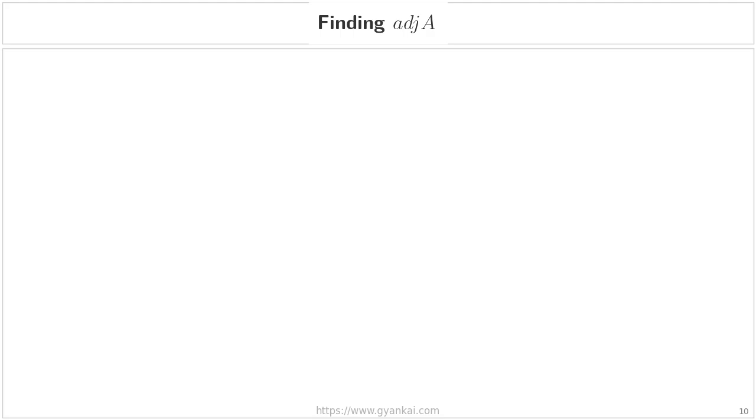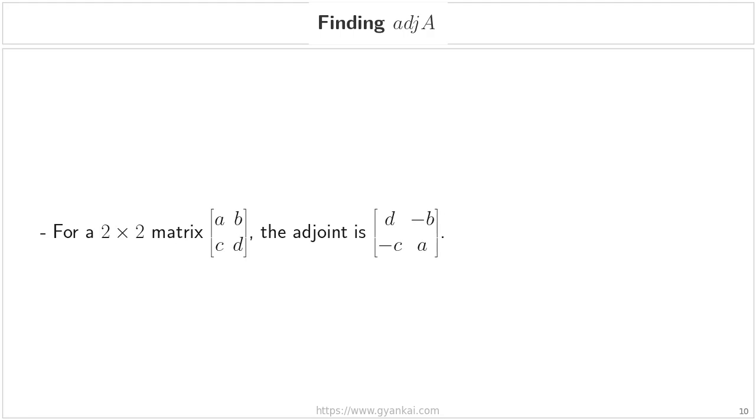Finding the adjoint of A. If you are working with a 2 by 2 matrix, where the elements are a, b, c, and d, there is a very simple shortcut to find the adjoint. You simply swap the positions of the elements on the main diagonal, that's a and d, and then change the signs of the other two elements, b and c. So, our new matrix becomes d, negative b on the top row, and negative c, a on the bottom row.